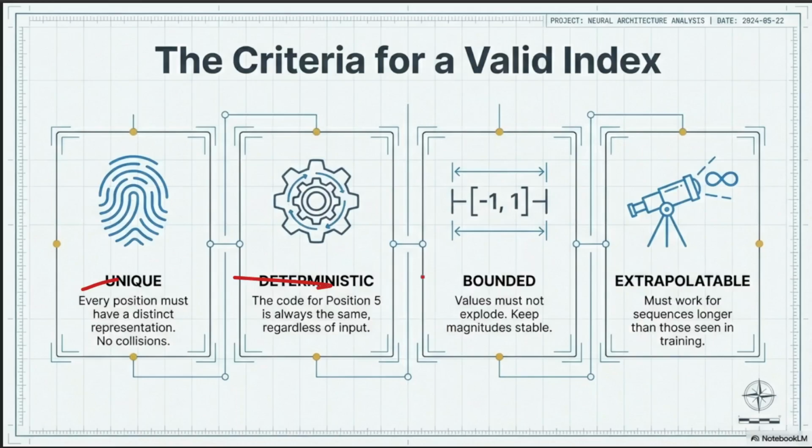And also it should be bounded, so the values need to stay within a stable range, for example between -1 and +1. If values get too large, then they can destabilize the neural network. Also, extrapolatable. So this is crucial. If we train the model on sentences that are 50 words long, it should still work if we give it a sentence that is 55 words long during inference.